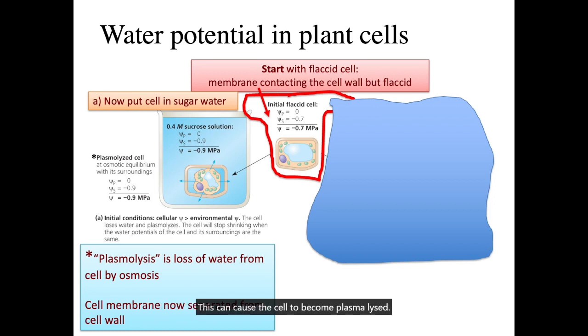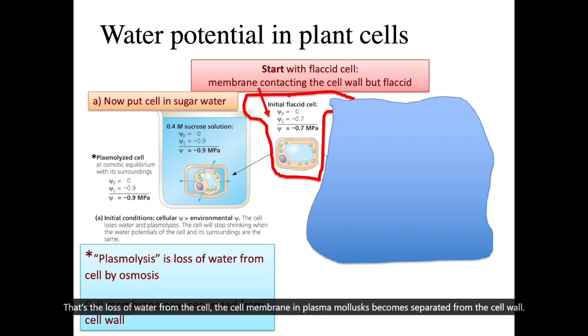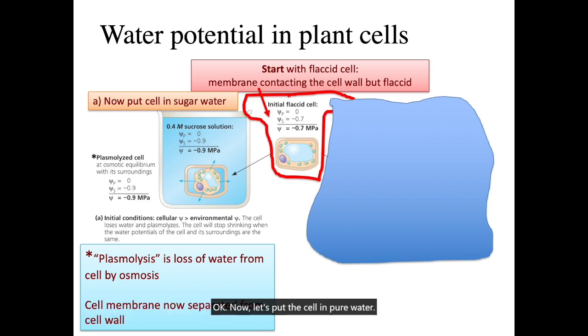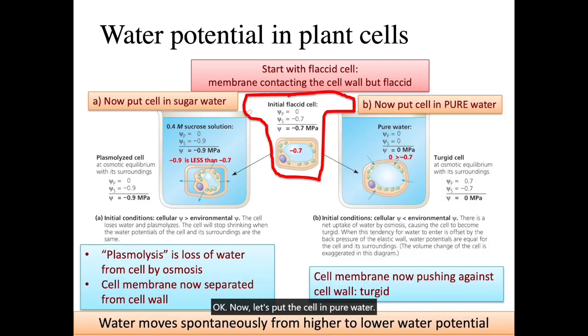This can cause the cell to become plasmolyzed. That's the loss of water from the cell. The cell membrane in plasmolysis becomes separated from the cell wall. And this is generally something that the cell might not be able to tolerate for a very long period of time. Okay, now let's put the cell in pure water.